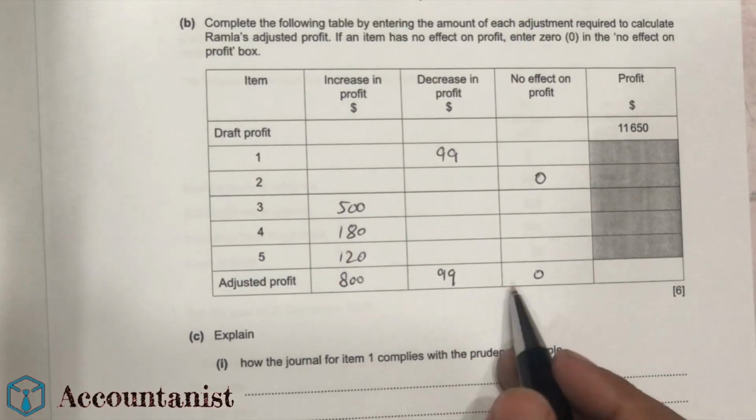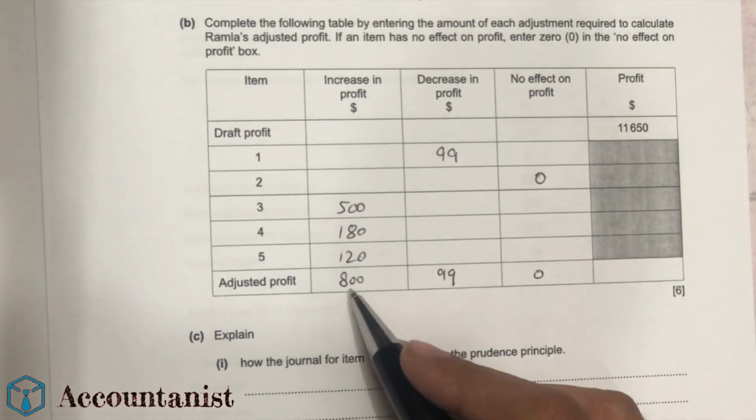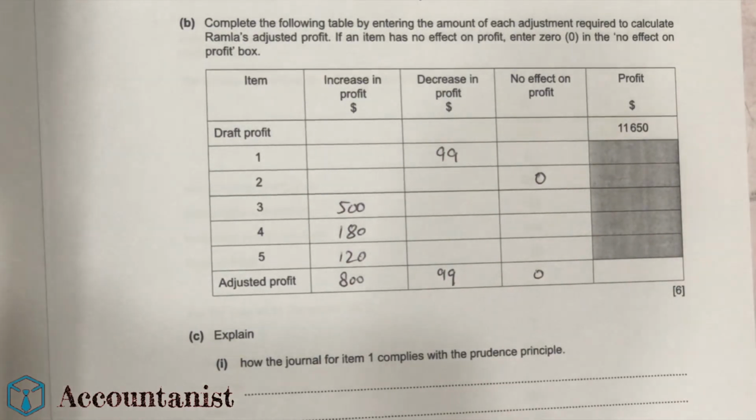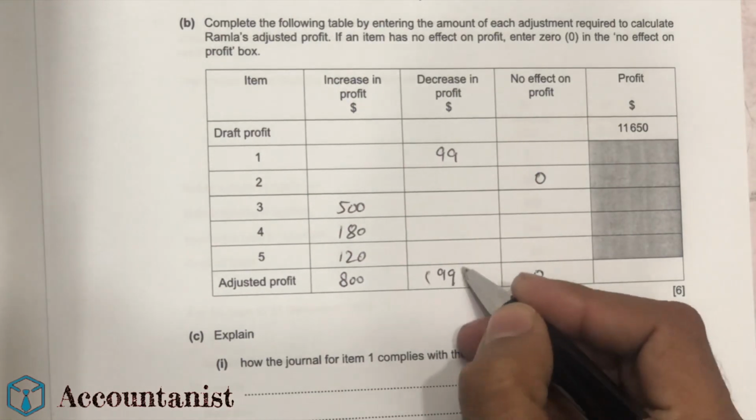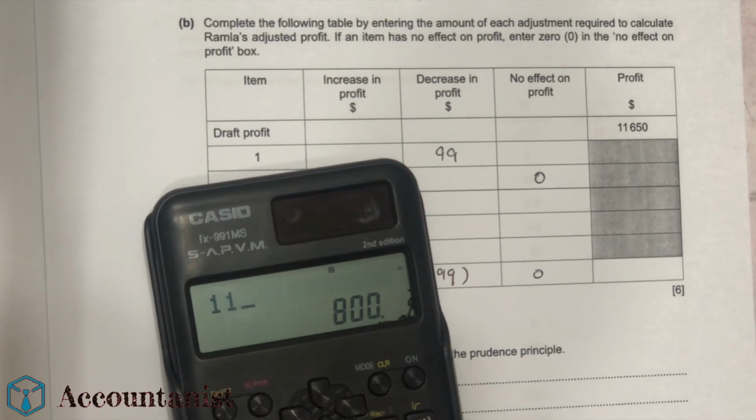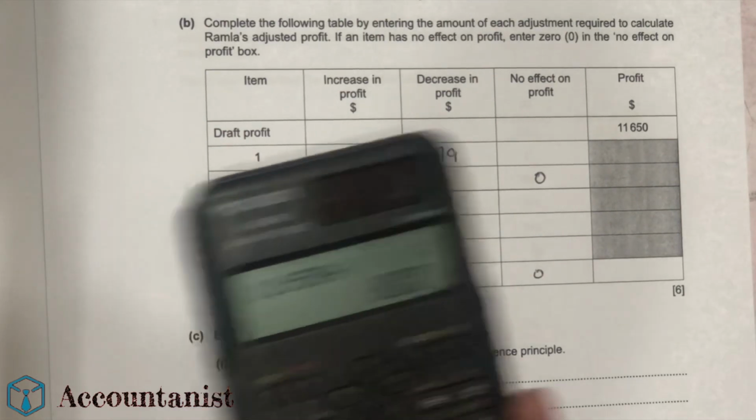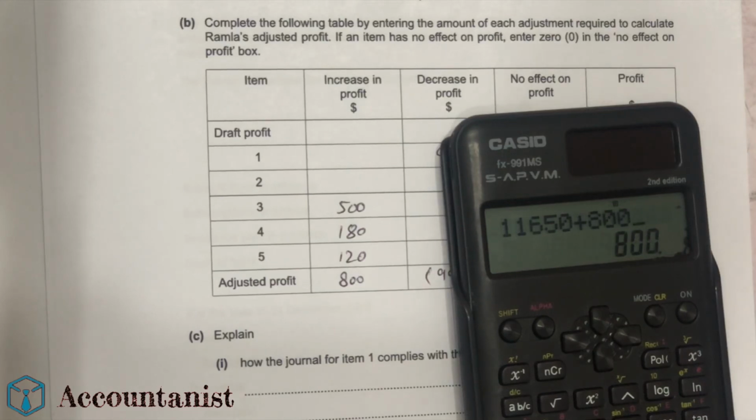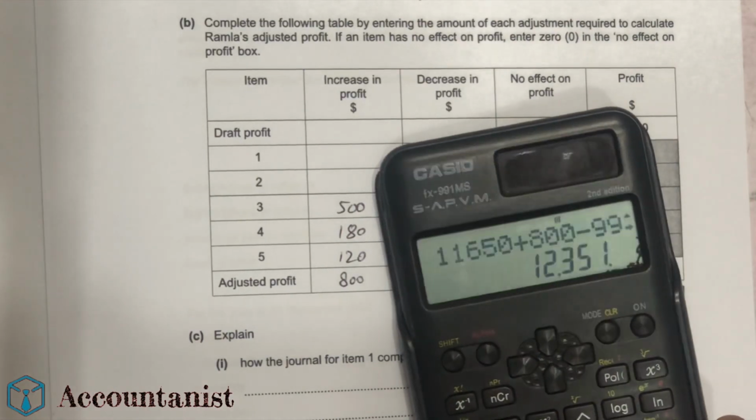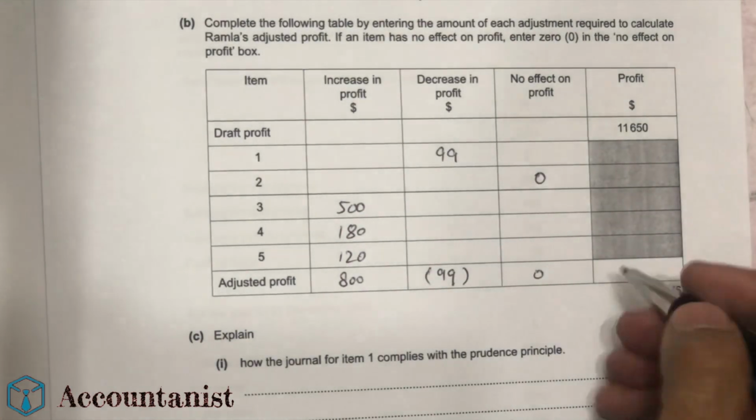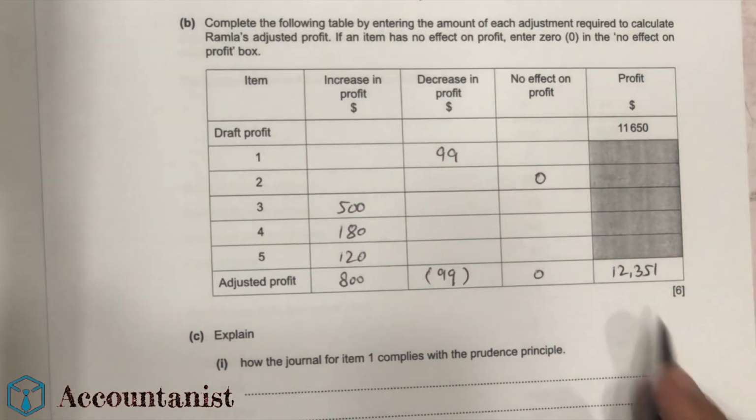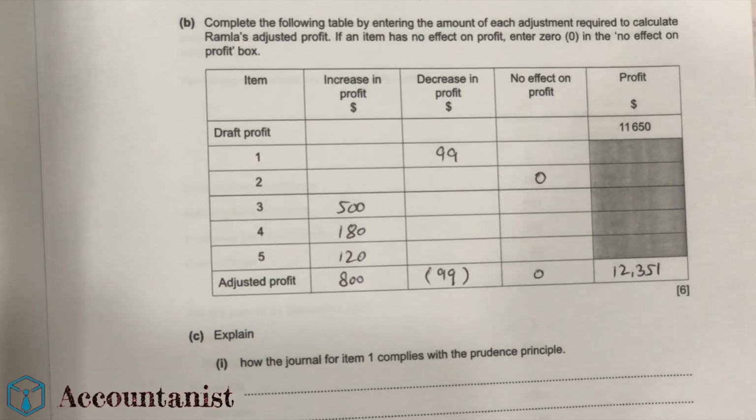So once we are going to adjust this, we have to add 800 and we have to deduct $99. So I usually write a bracket here, so that makes it easy to understand. So it was 11,650 plus 800 less $99, which gives a total of $12,351. So 12,351 is supposed to be written here. So that's the second part of this question.